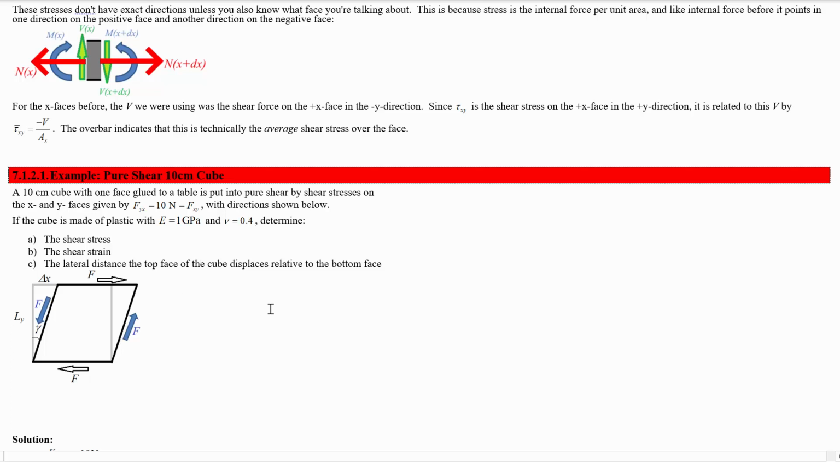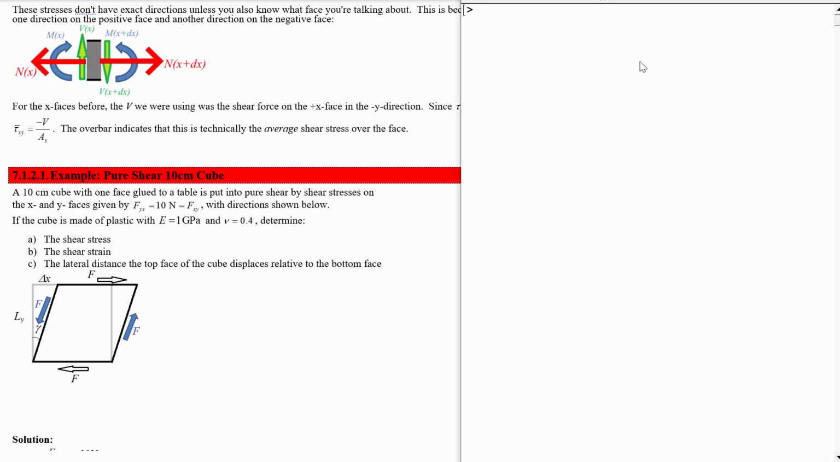Okay, which side is actually glued to the table? It looks like in the picture it is the negative y face. If it was one of the z faces, then it wouldn't be able to deform into this shape. The z face has to be clear to slide along the xy plane for this to be possible. So we have the negative y face here glued to the table. So this is a reactionary force there, and we're applying those forces on the other faces to put it into pure shear static equilibrium.